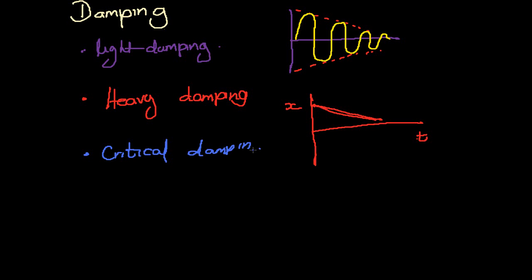If a system, when displaced and released, returns to its equilibrium without overshooting and in the shortest possible time, it is said to be critically damped, and a graph would look something like this. This would be X and T. X and T over here as well.